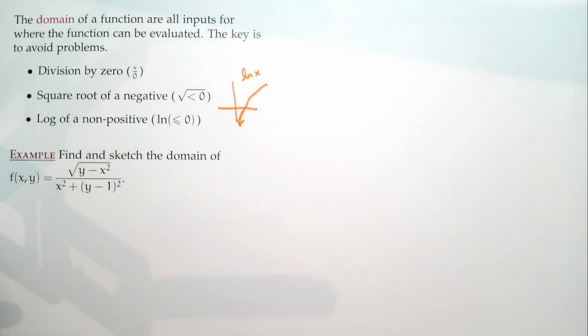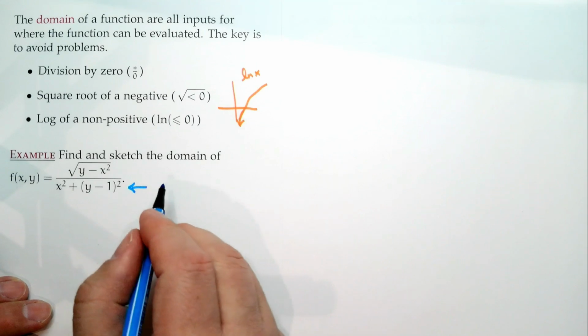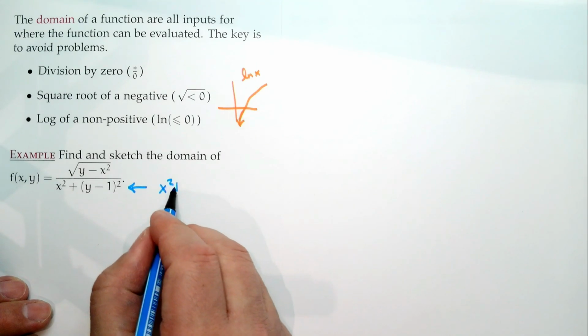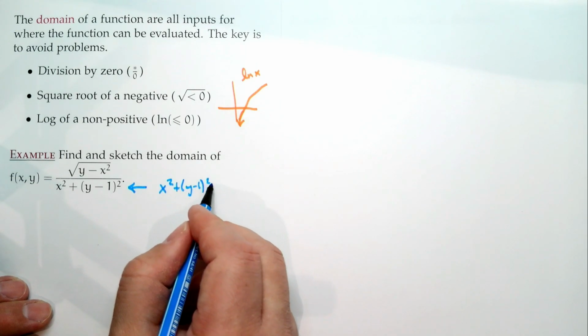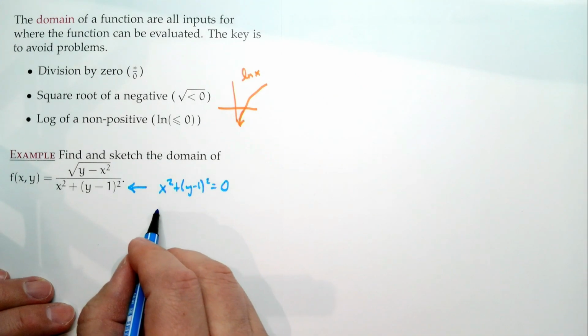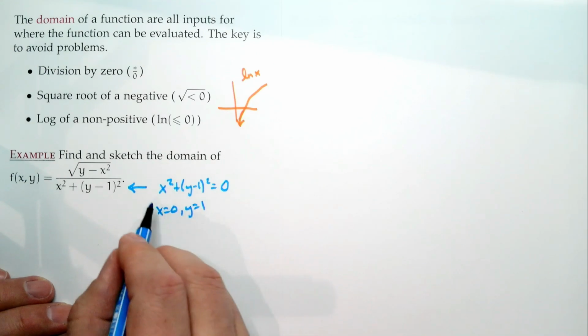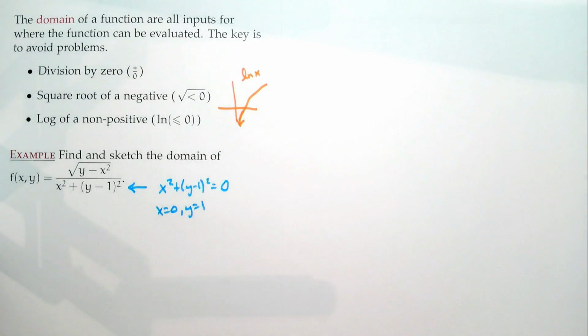We should be careful of dividing by 0. All right, so let's look in the denominator and ask, is it possible that x squared plus y minus 1 squared equals 0? And if it is, when does it happen? x equals 0, y equals 1. Okay, so notice if we plug in x equals 0, y equals 1, that's a solution that gives us 0. Is there any other point that we need to worry about?